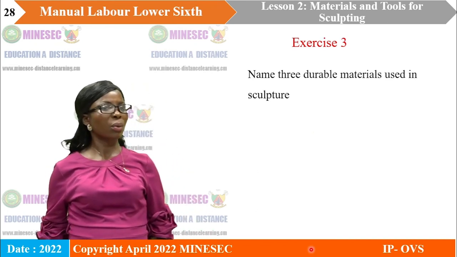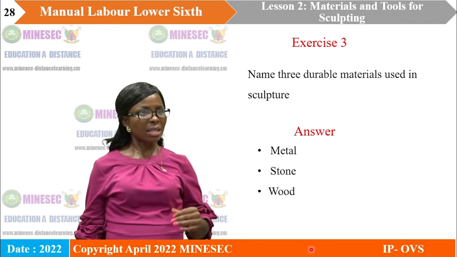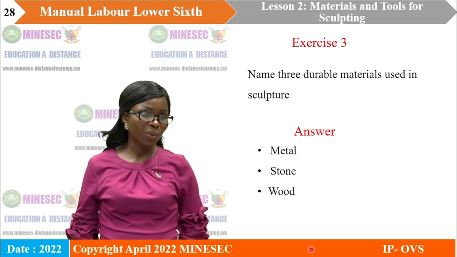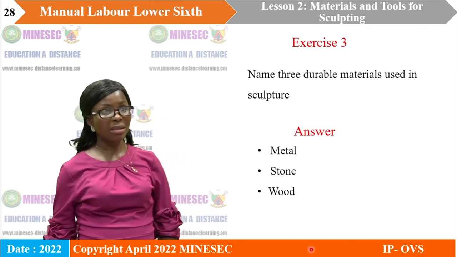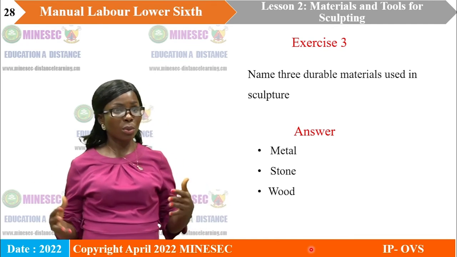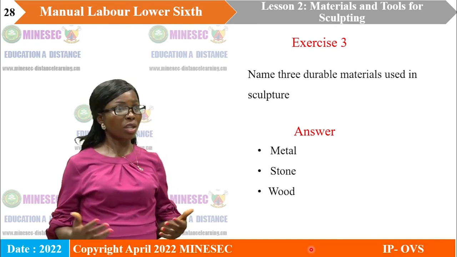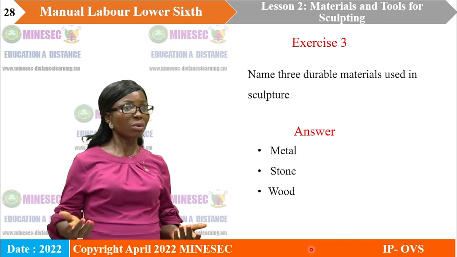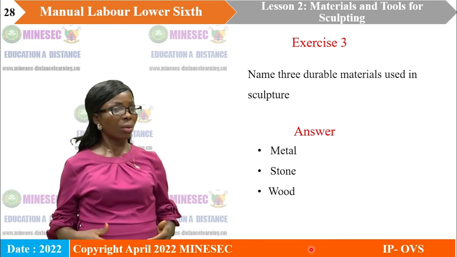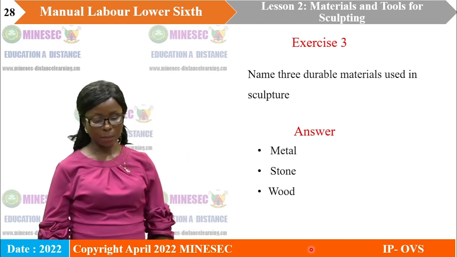Let's continue with the questions and answers. We have exercise three. Exercise three reads: name three durable materials used in sculpture. We have talked about materials, the perishables and non-perishables, soft materials and hard materials. So now we are asking about the durable materials, and we know durable materials are materials that can last long. One of those durable materials is metal. We all know metals are strong. We also talk of stones and wood. So these are the strong materials that are used in sculpting.